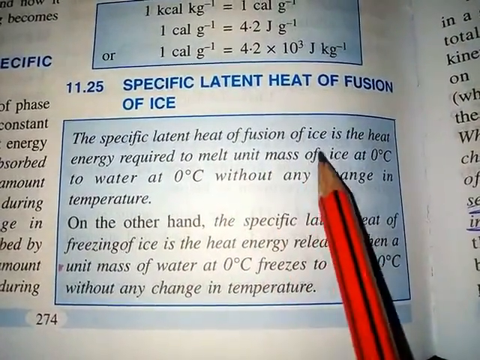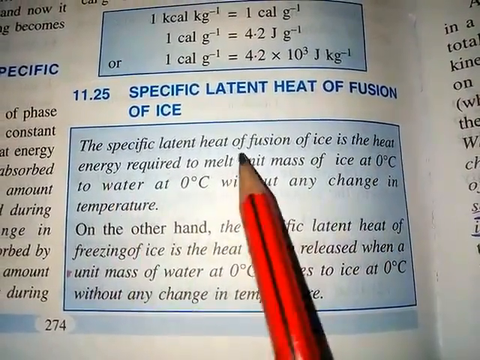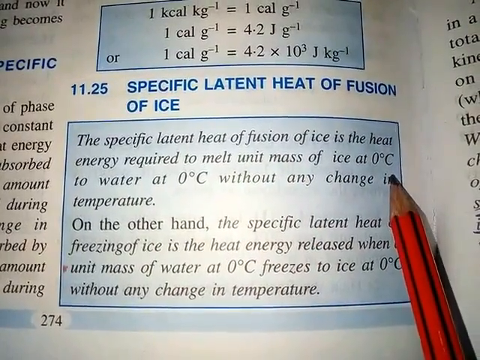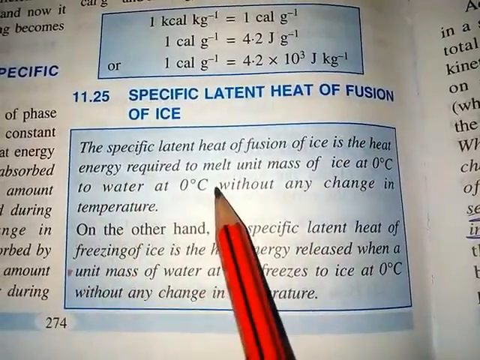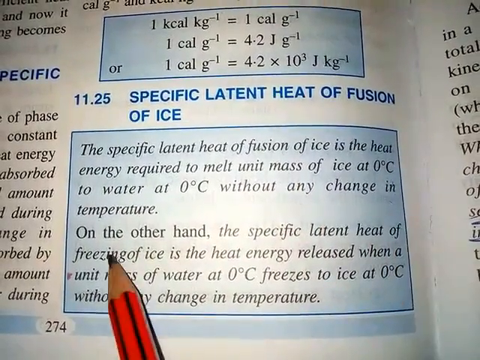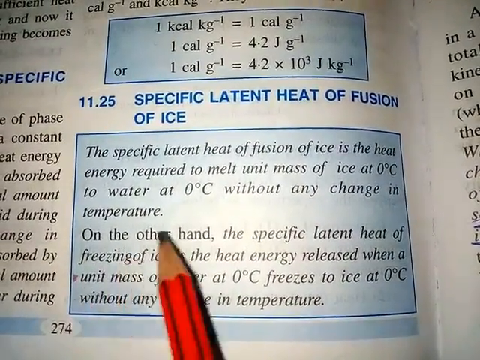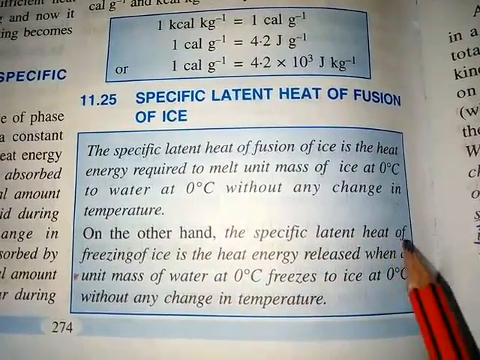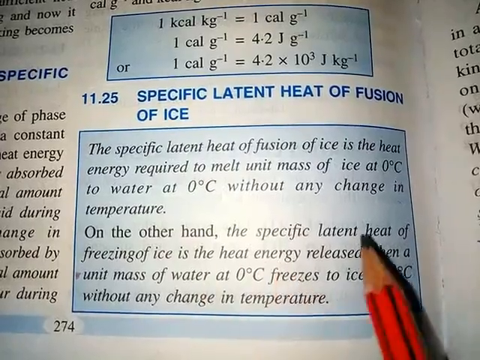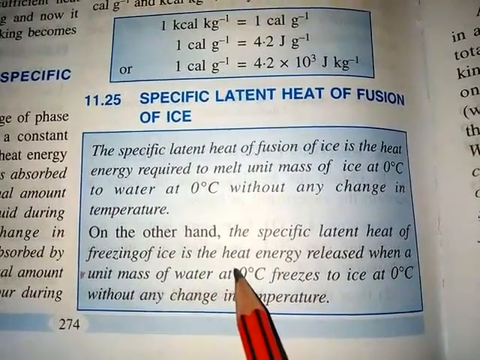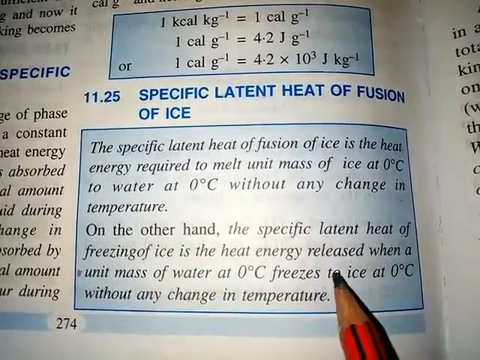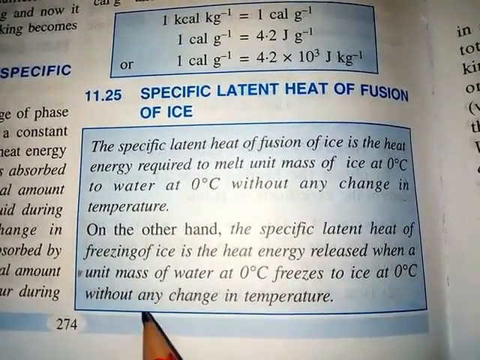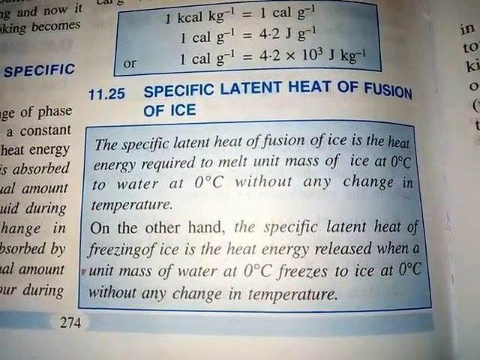The specific latent heat of fusion of ice is the heat energy required to melt unit mass of ice at 0 degree centigrade to water at 0 degree centigrade without any change in temperature. On the other hand, the specific latent heat of freezing of ice is the heat energy released when a unit mass of water at 0 degree centigrade freezes to ice at 0 degree centigrade without any change in temperature.